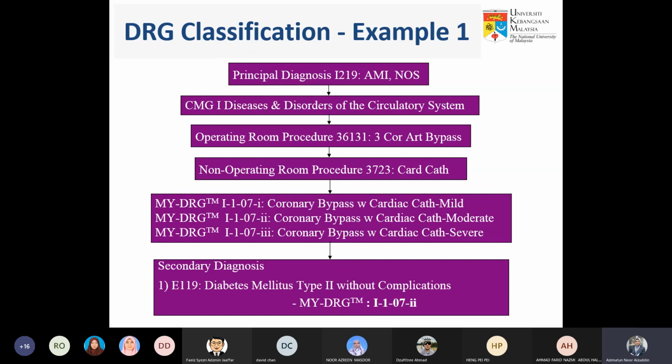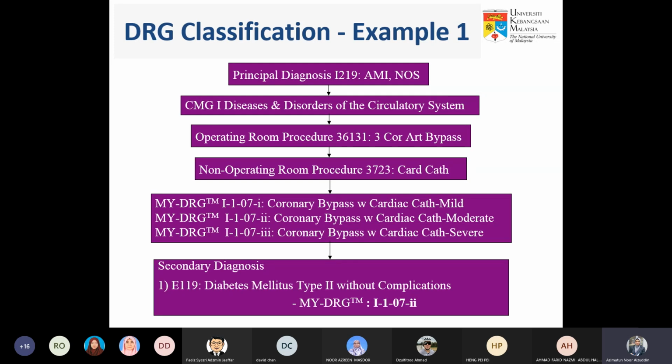So ini adalah example untuk DRG classification. Contohnya patient with the principal diagnosis of AMI. Okay, NOS tu adalah not elsewhere specified. Maksudnya dalam diagnosis dia hanyalah AMI sahaja. So dia punya kod adalah I21.9. 9 kat belakang tu yang menyebabkan NOS, tapi kalau dia mention specifically, kat belakang tu tidak ada 9, dia 21 point berapa dan sebagainya.